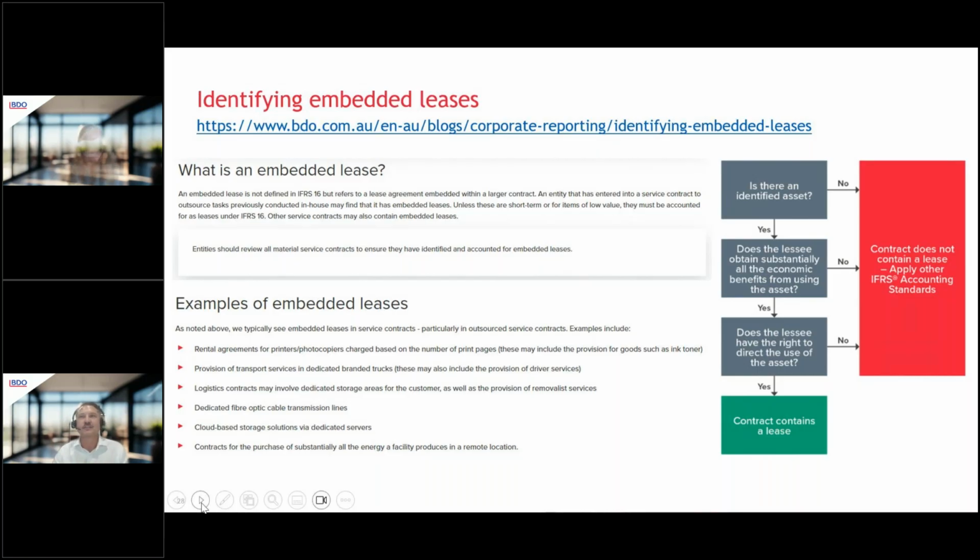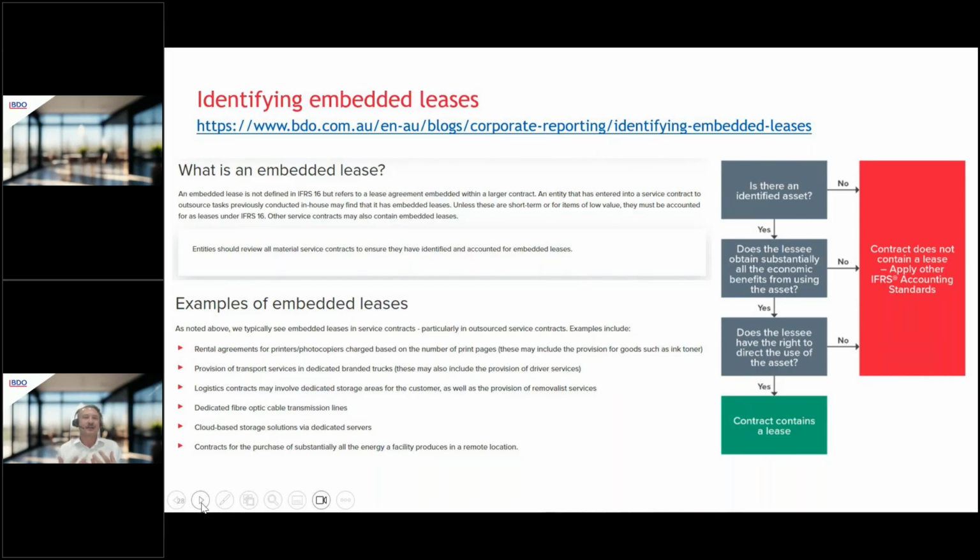Other examples are logistics contracts, dedicated fiber optics, data centers. Love that. Data centers are popping up all over the place. It's the next best thing. Even WeWork type locations where you get to use an office space for a period of time could be a lease. And I actually would just like to say that Aletta and I are both involved, as you know, in carbon accounting, and it's really amazing how many embedded leases we've picked up in the carbon accounting, which haven't been properly recognized for accounting purposes.